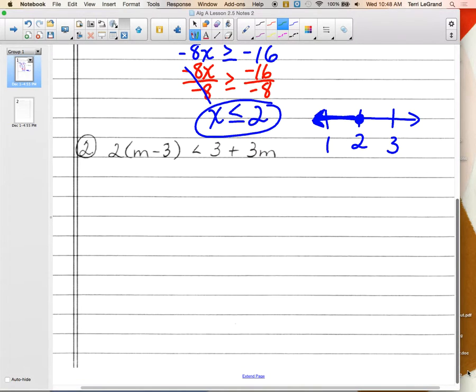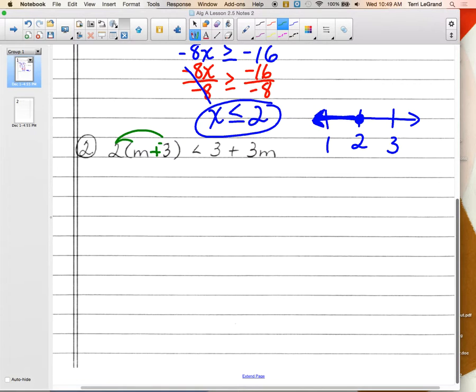Okay, how about number 2? Do we have any simplifying to do before we solve? Yeah, which side or sides? Both? How about the left side? Does it need simplifying? Yes. Yeah, so let's change it to add the opposite first. Instead of subtract 3, we'll make it add the opposite of 3, which is negative 3. And then we'll do our distributive property.